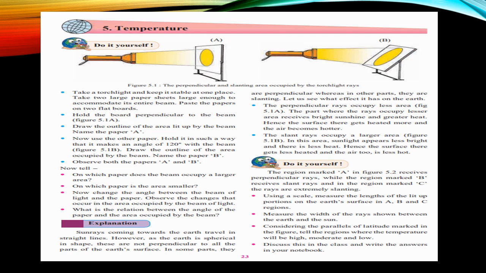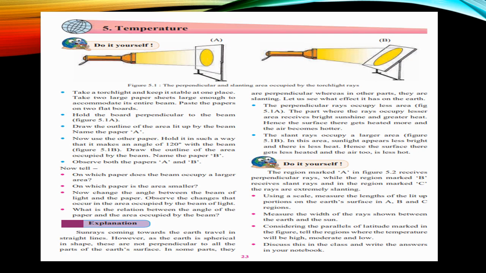The other paper is placed in such a way that it creates an angle of 120 degrees with the beam. Now draw the outline of the area occupied by the beam. Once the beam is formed, you take out an outline. Name the paper B. Observe both the papers A and B. Now, some questions are given over there. We'll just see the explanation directly, as the explanation itself makes you understand this activity.